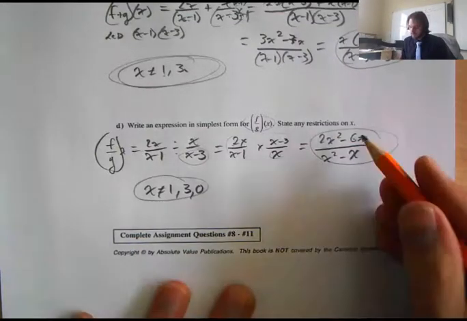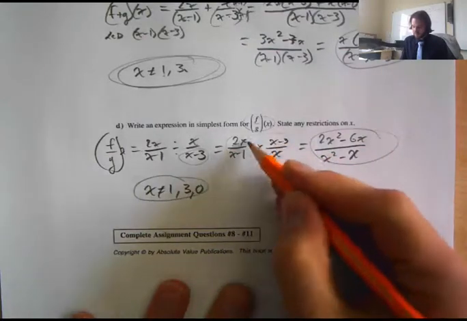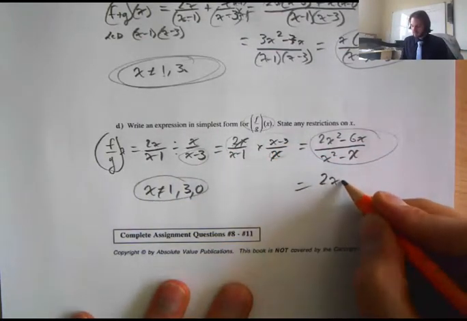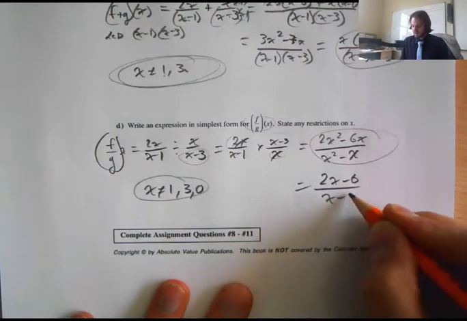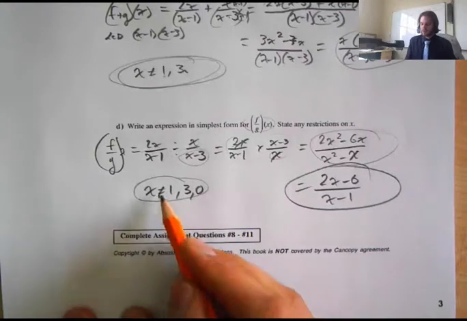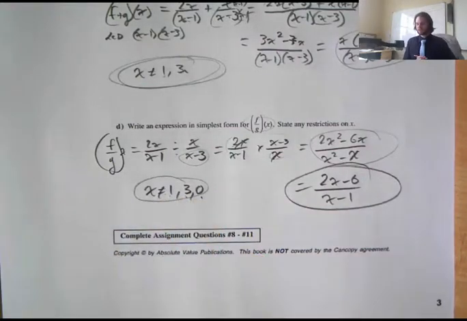But one thing could cancel off here. Those x's could cancel off. So I could end up having 2x minus 6 all over x subtract 1. There we go, that is your final answer. x cannot equal 1, 3, or 0. Hopefully you understood all that. It was a little bit of review from rational expressions. If you have any problems, don't be afraid to ask me tomorrow as we work on this together as a class.